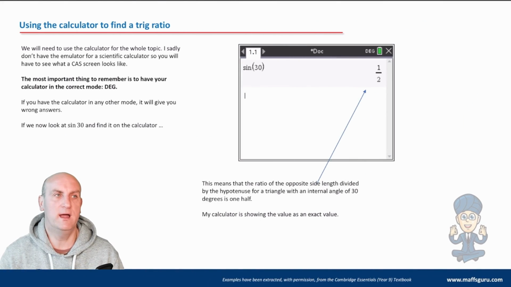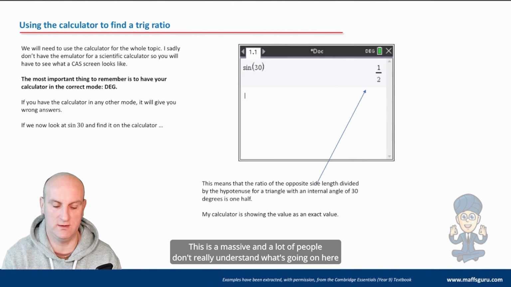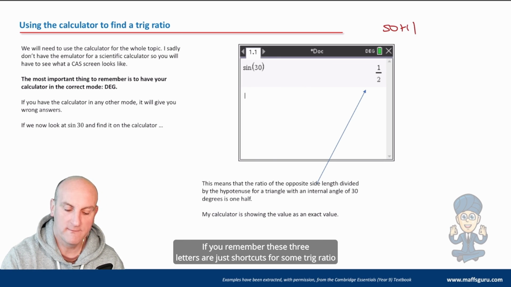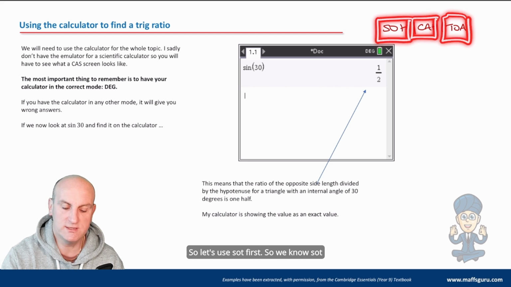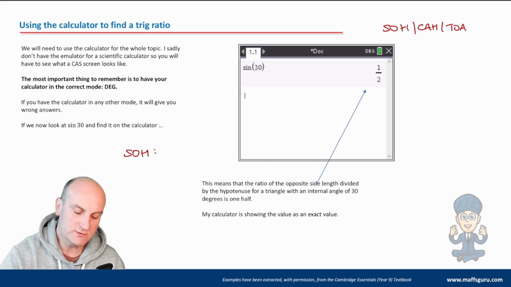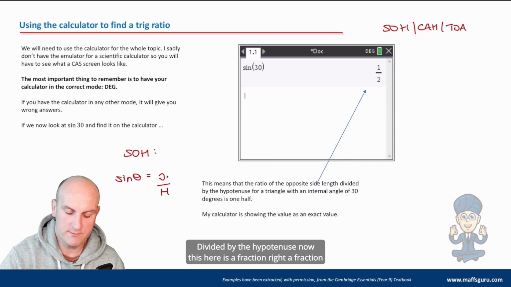Okay. Right, using a calculator to find a trig ratio. This is massive, and a lot of people don't really understand what's going on here. So I'm going to go back to a little bit of SOHCAHTOA. So there's SO, CA, TOA. If you remember, these three letters are just shortcuts for some trig ratios. So let's use SO first. We know SO is a way of writing that sine theta, or sine of the angle, is equal to the opposite divided by the hypotenuse.